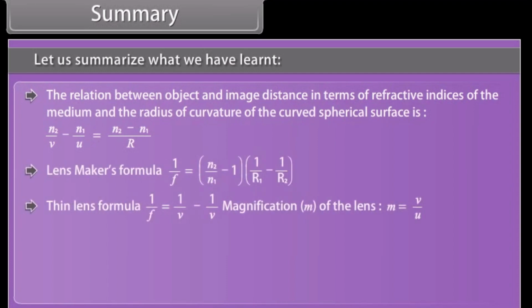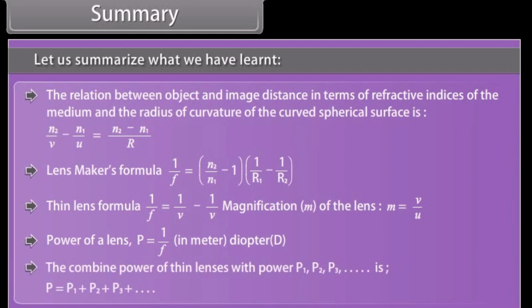Thin lens formula is this. Magnification m of the lens, m is equal to v upon u. Power of a lens, P is equal to 1 upon f in meters, diopter D. The combined power of thin lenses with power P1, P2, P3 is P is equal to P1 plus P2 plus P3 and so on.